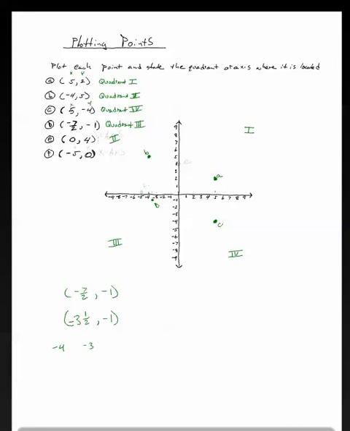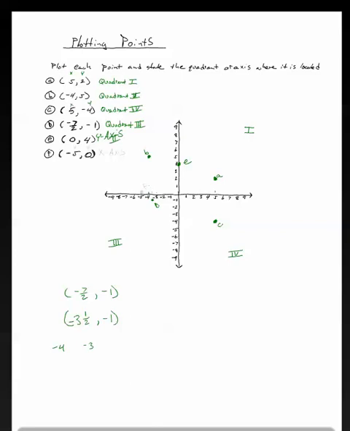Now, E is 0, 4. So that's x is 0, y is 4. So that's actually going to lie on the y-axis. So we go to x is 0, y is 4. Right there. And that's point E. And so this doesn't lie in a quadrant. We just say that it's on the y-axis.